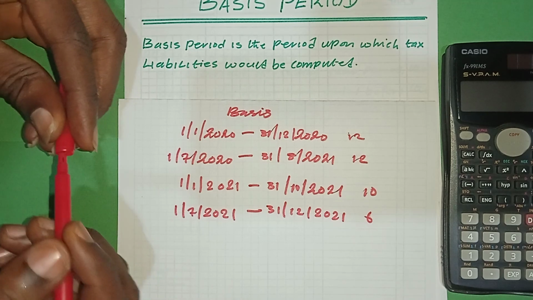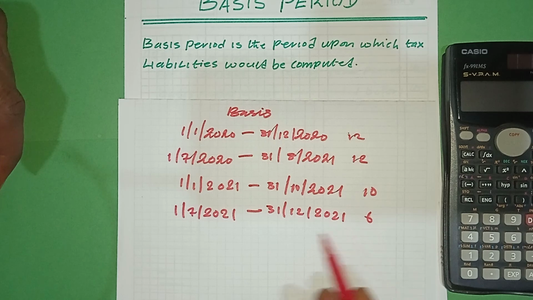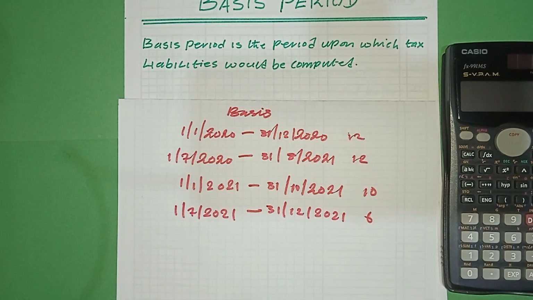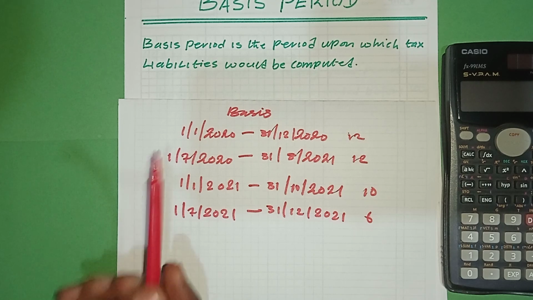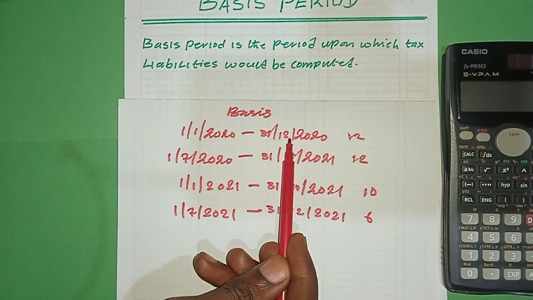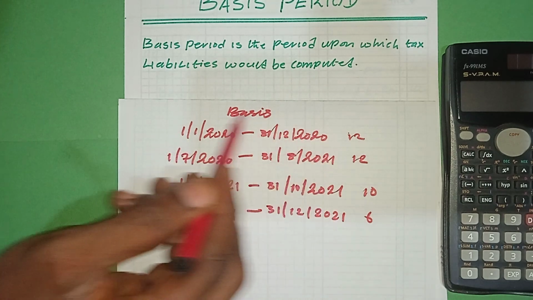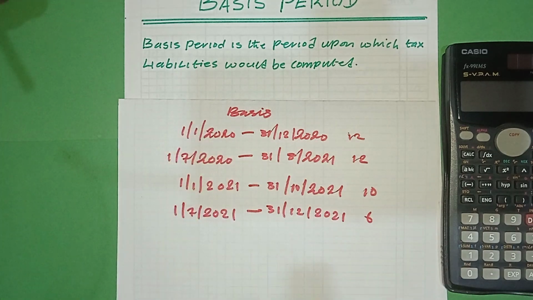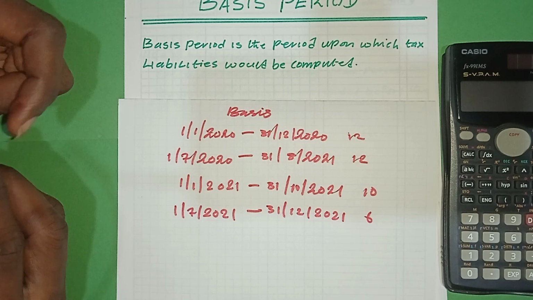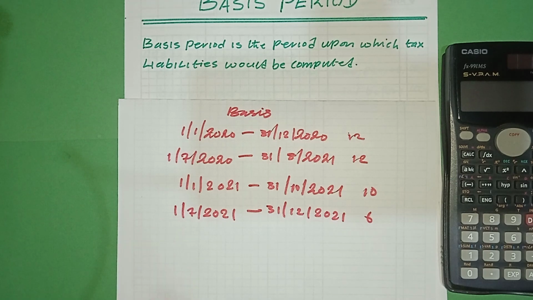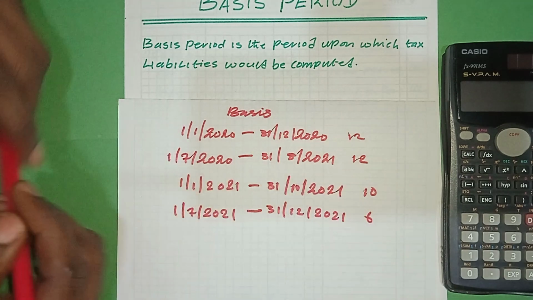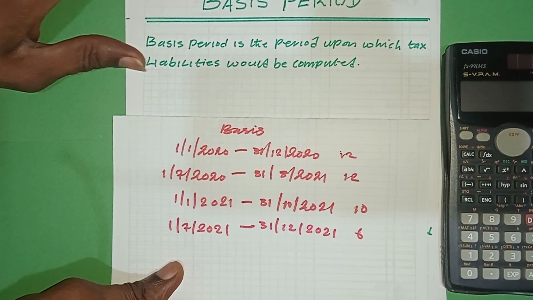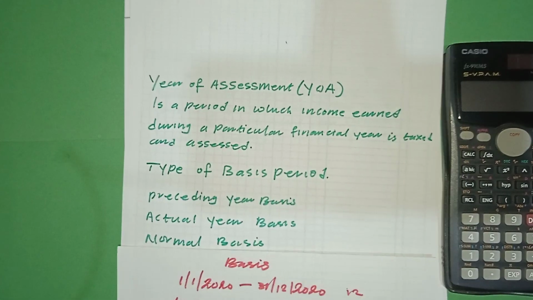Now, it is the government that would assess the month at which you carry out your business. Okay, you started from 1st January to 31st December. They will compute it within the month you started and the year you make up your account. I hope that is okay. So these are basis periods.